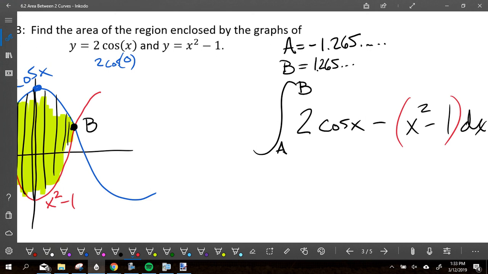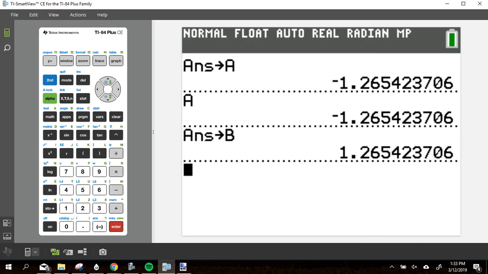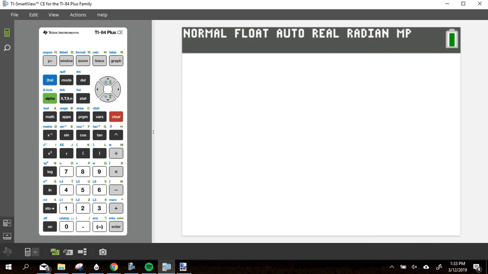Everybody good to that point? This problem is way more about setup than anything else. This is a calculator question. So as soon as I've gotten to this point, it's easy. I'm hitting math 9.